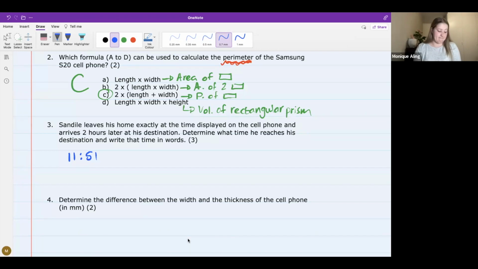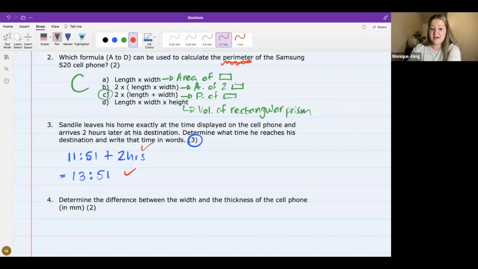Yes, Ashley. Okay, so first step is to actually work out the end time. So we add 2 hours. Okay, because remember we need to show working out. It's for 3 marks. So that means he gets there at 13:51. Okay, so that's already 2 out of the 3 marks.